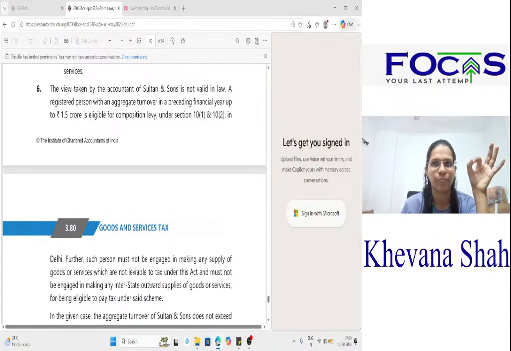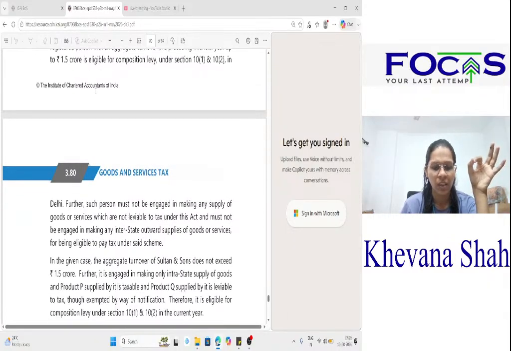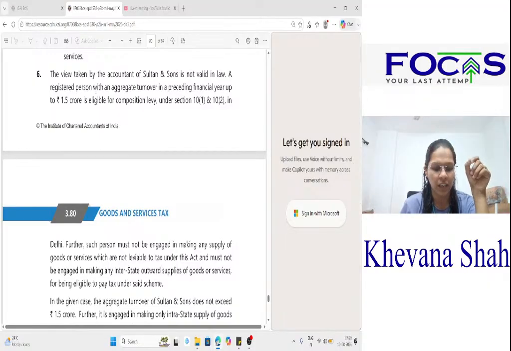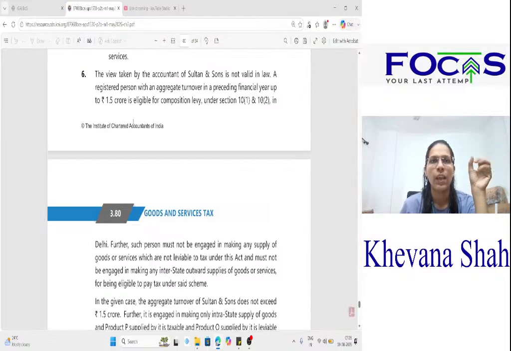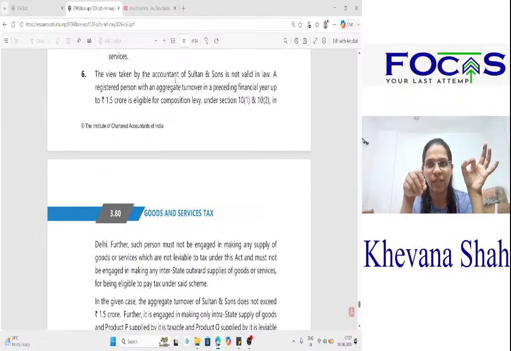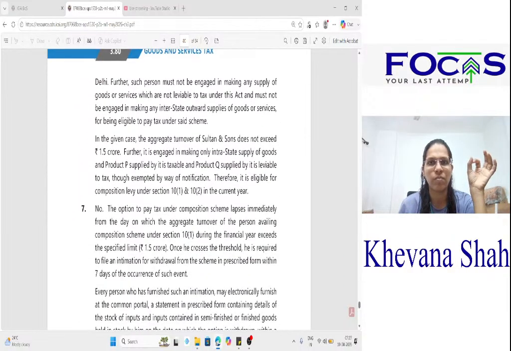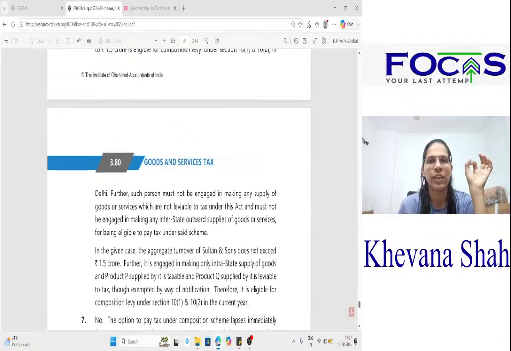See, the view taken by the accountant of Sultan and Sons is not valid in law. A registered person with an aggregate turnover in a preceding financial year up to 1.5 crores is eligible for composition levy under section 10(1) and 10(2). This should be Maharashtra; in the question we are given Maharashtra.